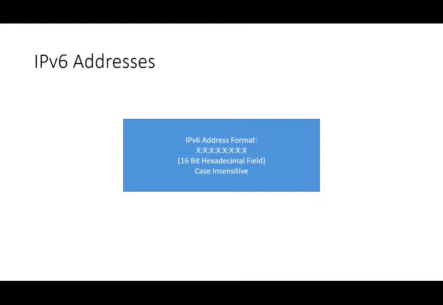When we look at one of these 16-bit fields, if there are leading zeros in the field, those are optional. The reason that they are optional is because we are delineating each field with a colon. If we leave off the leading zeros in a field, then the protocol is smart enough to fill in those leading zeros so that we end up with a 16-bit hexadecimal field.